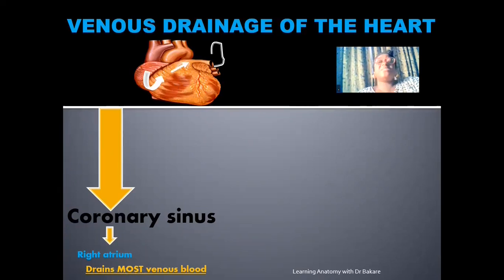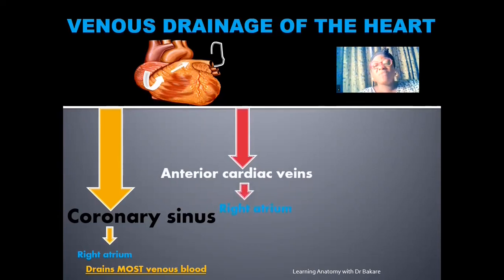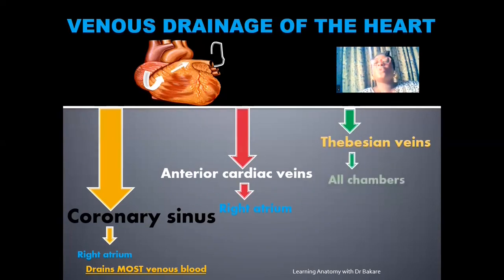Another route through which the venous drainage of the heart can go is through the anterior cardiac veins. And from the anterior cardiac veins, the venous blood will be drained also into the right atrium. You can see that the right atrium is like the final target of the venous blood. And the last route through which the venous blood can be collected is through the Thebesian veins. From the Thebesian veins, this venous blood will then be drained into all the chambers of the heart. So these are the three basic routes through which the venous blood of the heart will be collected.